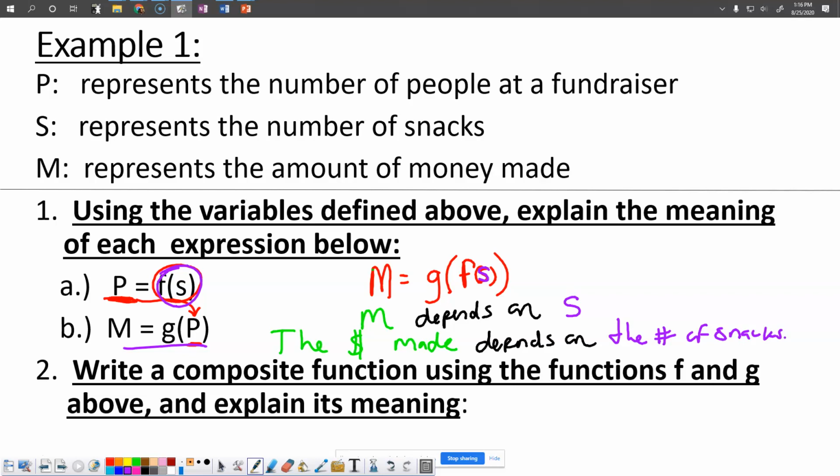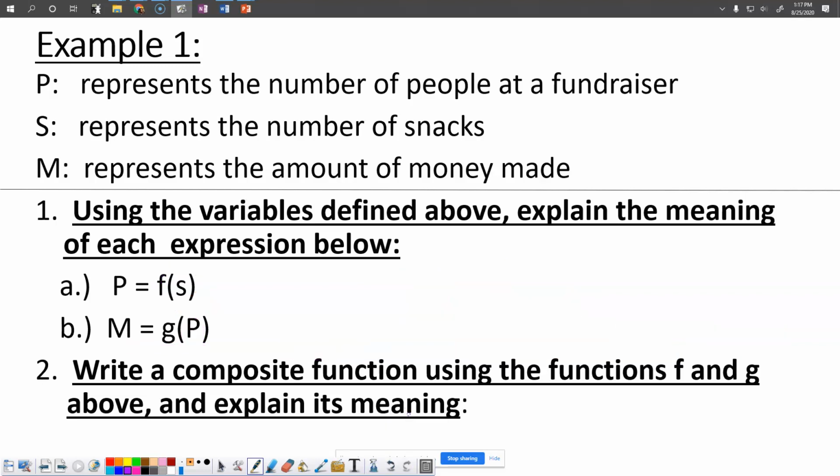So, in the last part, what you're going to do is replace the input with the expression it's equivalent to, and that's going to change how we interpret it. Now, instead of saying that the money depends on the people, which it does, we're going to say that the money depends on how many snacks there are. And the reason we're going to say that is because the number of people actually depends on how many snacks there are, which means that so does the amount of money we make. Okay? So that is what a composite function is, plugging one function into another, and that's how you interpret it in the context of a story problem.